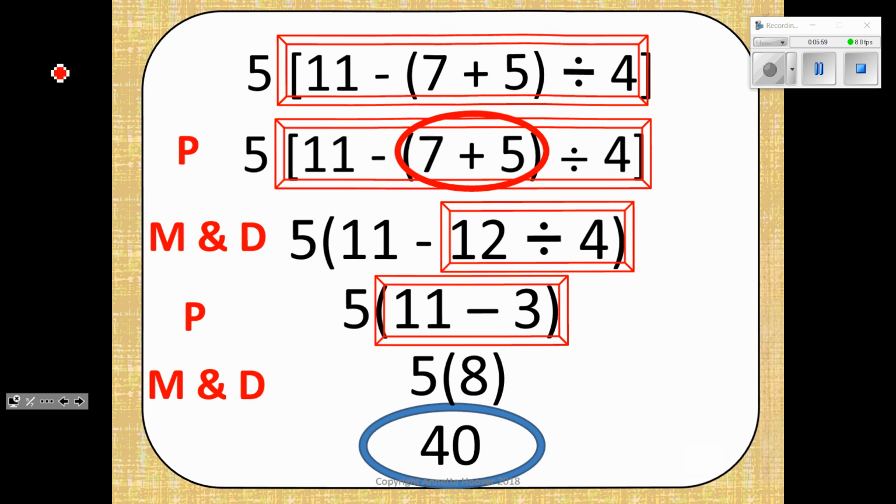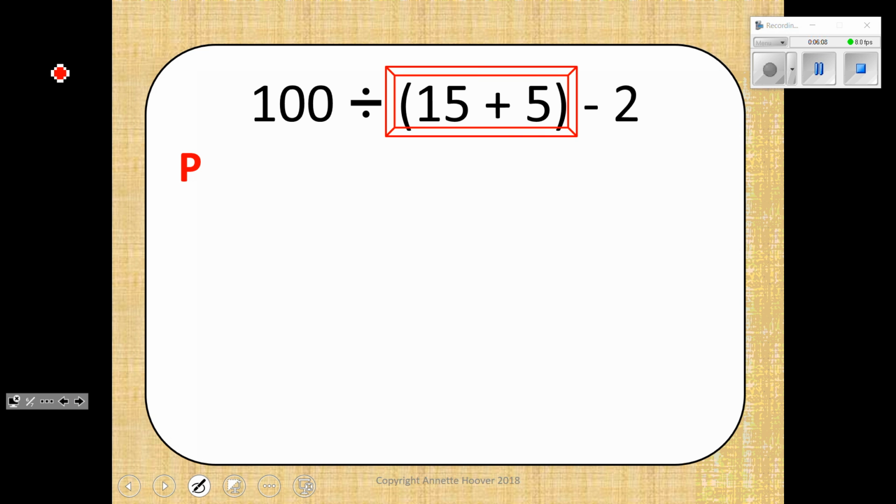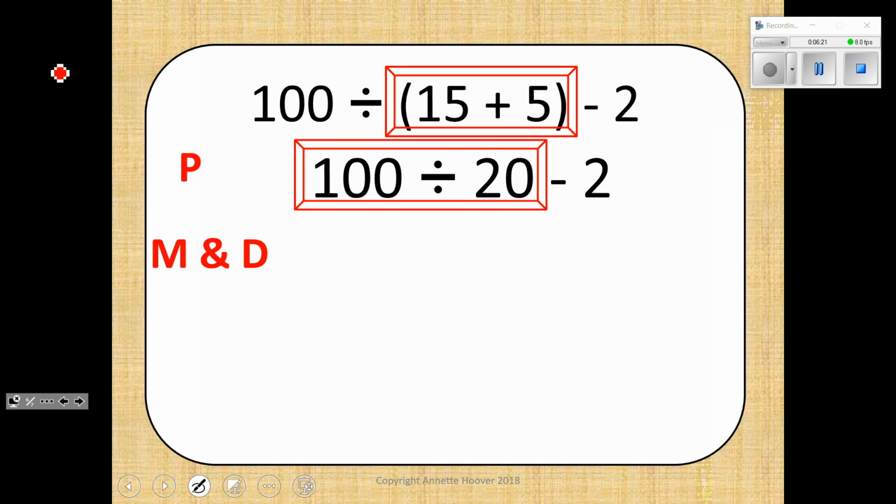In our next example, we start with our parentheses. So you'll see that in parentheses we have 15 plus 5. We're going to do that first. And that would equal 20. So we have 100 divided by 20 minus 2. What do we do in our next step? We have division and subtraction. We're going to do the division. And 100 divided by 20 is 5. And then in our last step, we're going to do the subtraction, and it would be 3, following the order of operations.